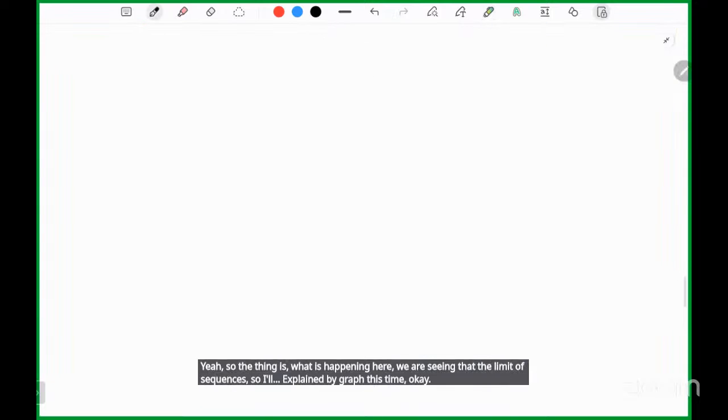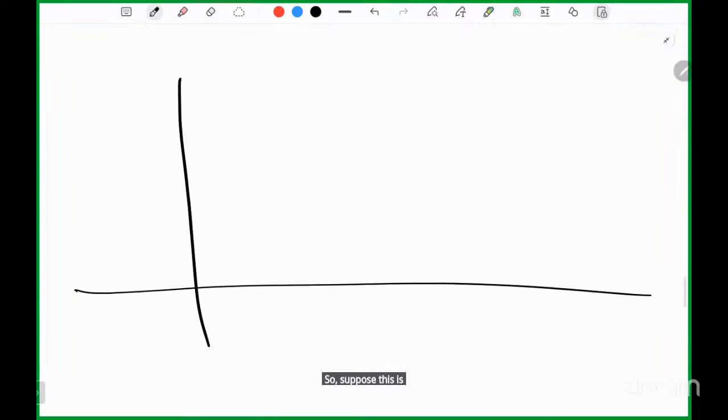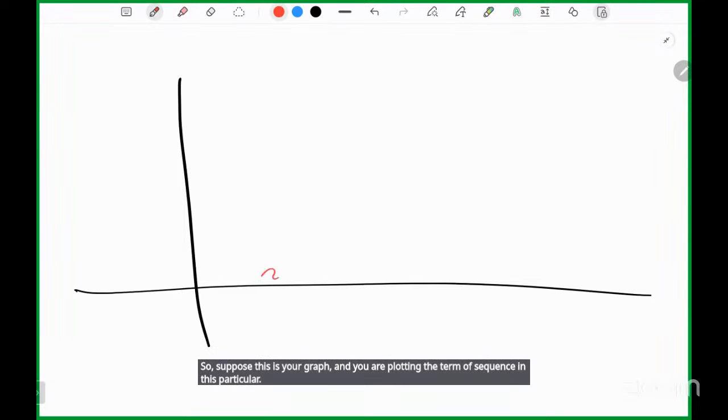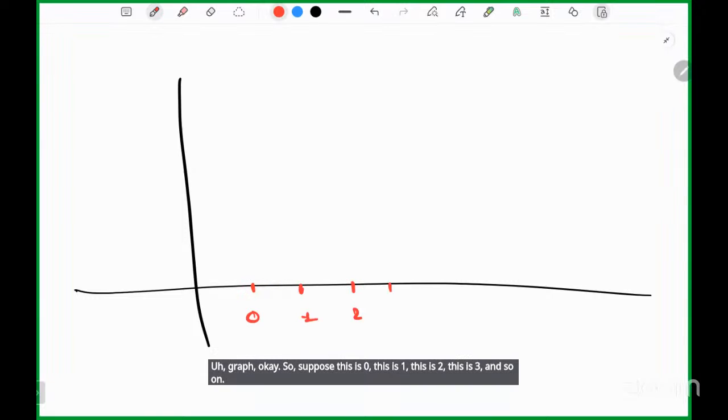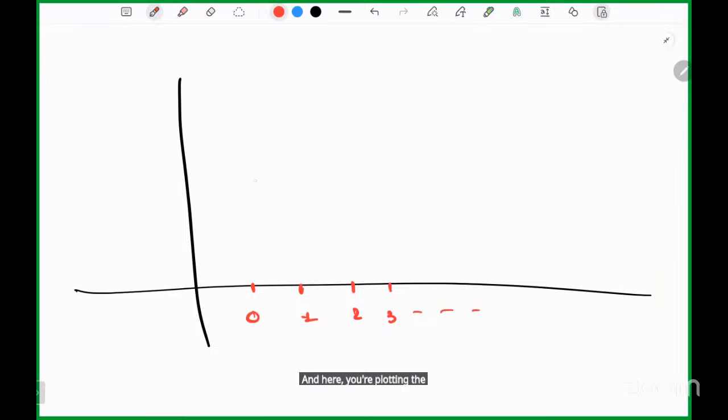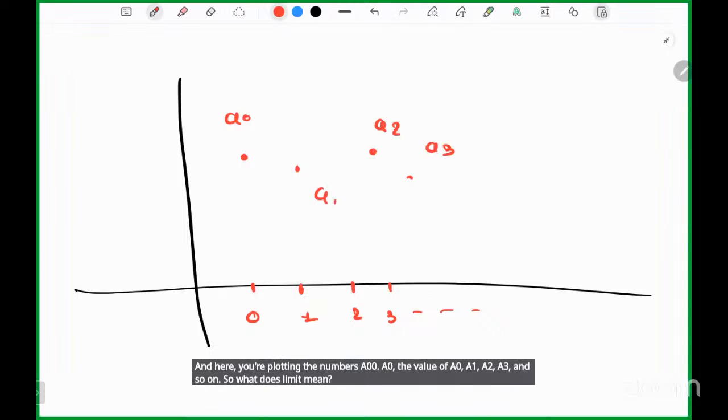Suppose this is your graph, and you are plotting the terms of the sequence in this graph. Suppose this is 0, this is 1, this is 2, this is 3, and so on. And here you are plotting the values a0, a1, a2, a3, and so on. So what does limit mean? Limit means the value L. So this is the value of L.